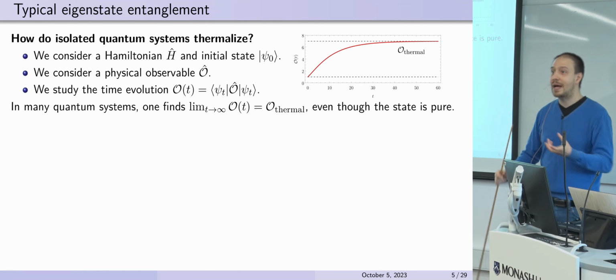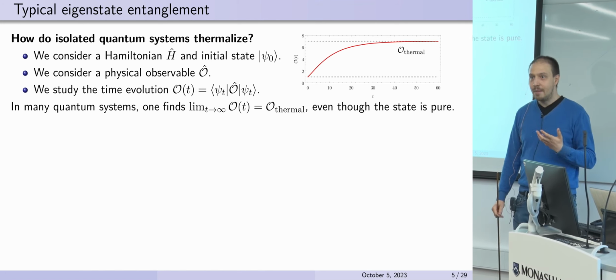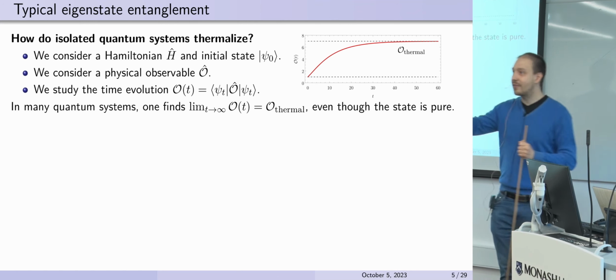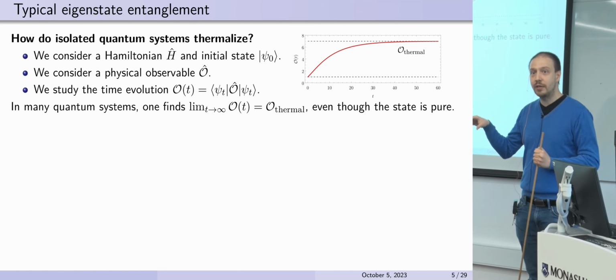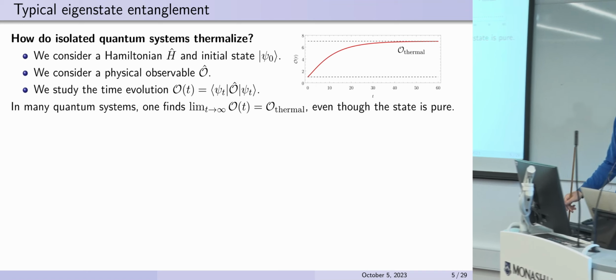Not that the state becomes mixed, of course, it's unitary evolution of a pure state, but that from the perspective of an observer who only has access to specific expectation values, you cannot distinguish the time evolution of the quantum system from a thermal state after a long time.